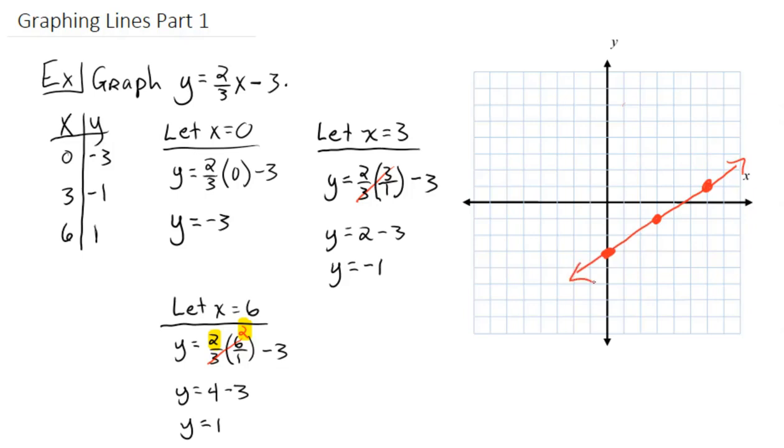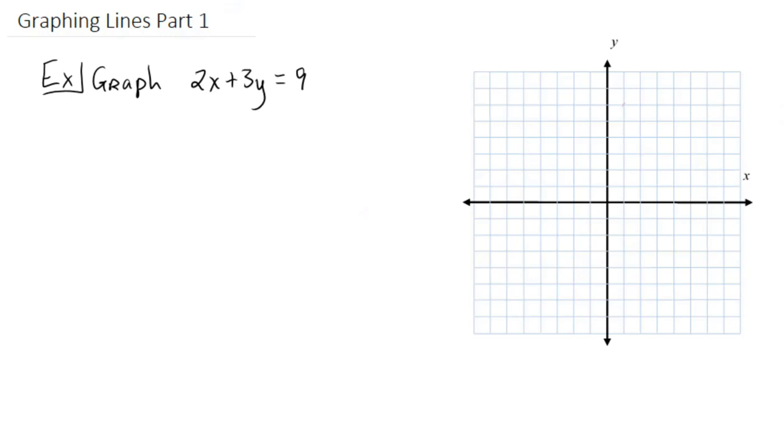Alright, so that's graphing one involving a fraction and how to choose your x values wisely to alleviate that fraction work. Let's do one more example. Alright, let's say we have 2x plus 3y equals 9, and we need to graph that one. This one's different because it's not set up solved for y. And when they're like this, you can just go ahead and start plugging x and y values in this form.